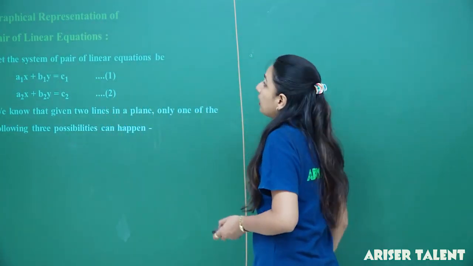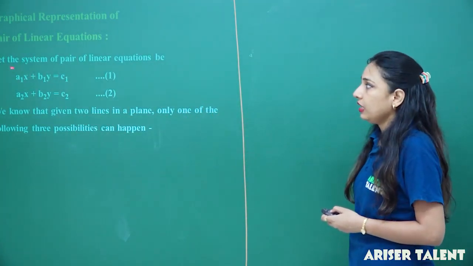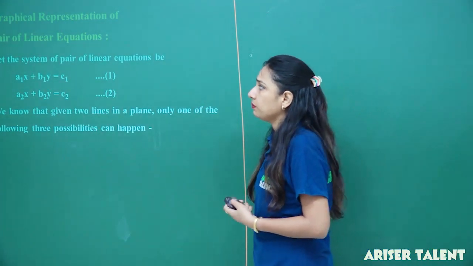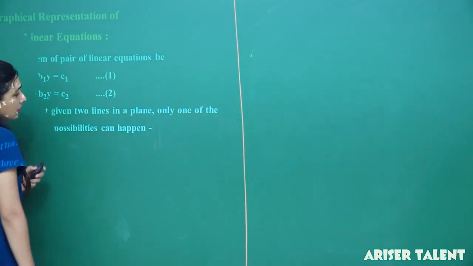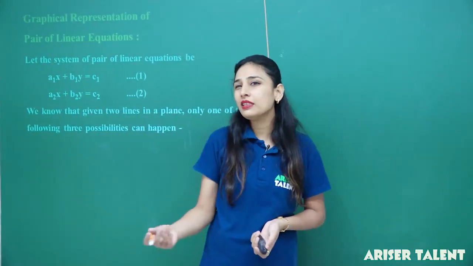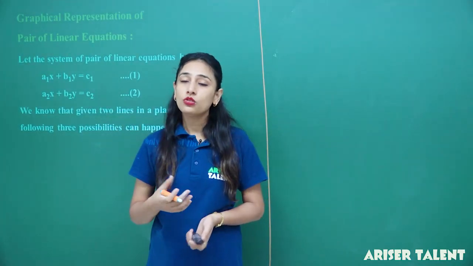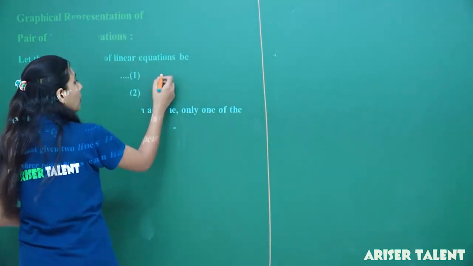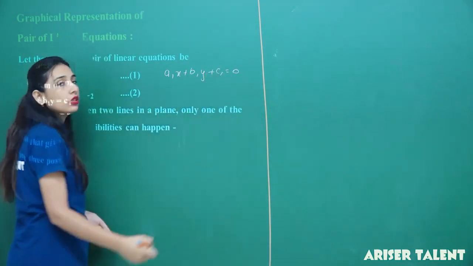Now students, pair of linear equations, let a system of pair of linear equations be a1x plus b1y equals to c1. This is only the format we have studied. What we have done? Student, understand this c1 is just a constant. So can I write minus c1, or I can just combine this minus in c1. So that will be also a constant value. So just not bother about it. This is a1x plus b1y plus c1 equals to 0.